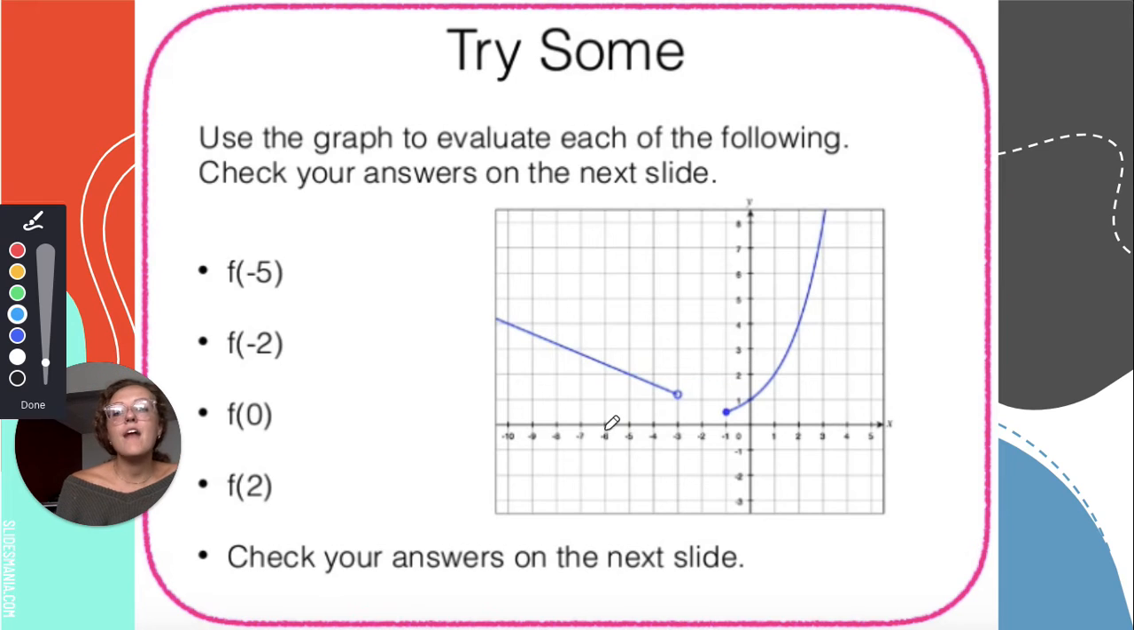Okay, f of negative 2, I'll go over to negative 2. I go all the way up, I don't hit my function. I go all the way down, I don't hit my function.